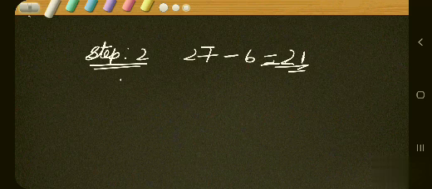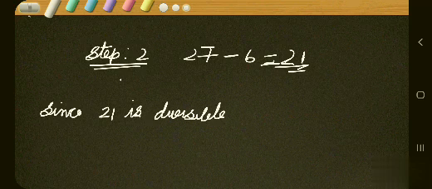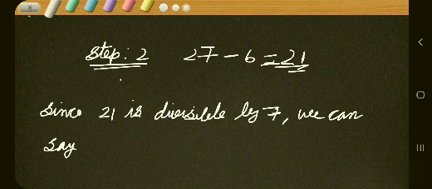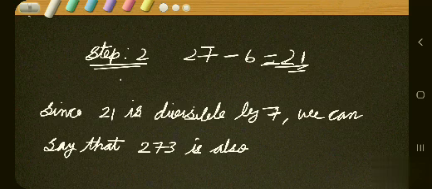Since 21 is divisible by 7, we can say that 273 is also divisible by 7. Okay.